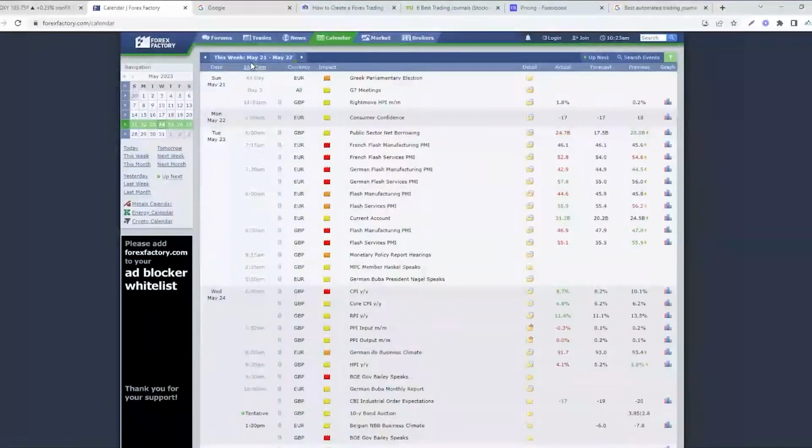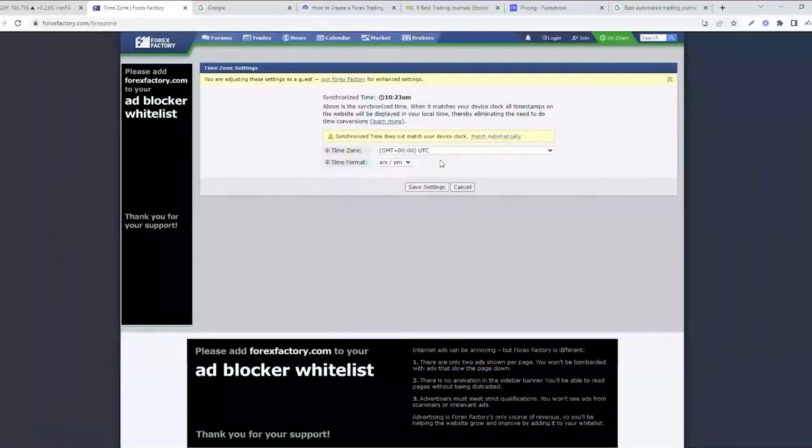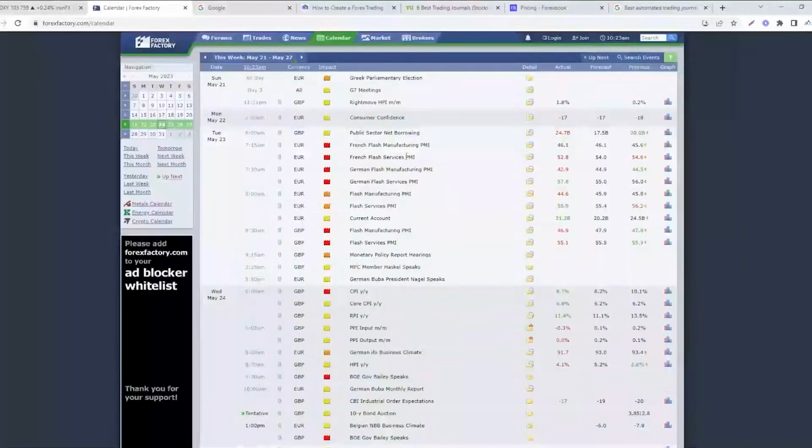So my time is on GMT. You can of course choose the correct time zone according to where you are, of course, right? So save your settings. I'm putting it all on GMT time, which is UTC 0.